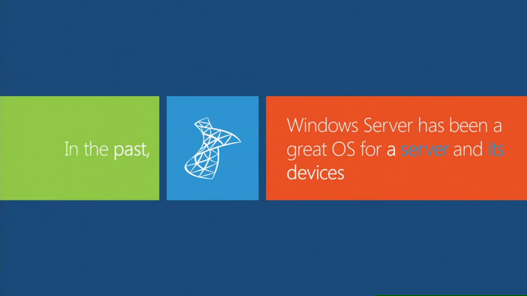Okay, so first it's important to set the context for what we're going to show you. This is by far the most important, most impactful, most transformative release of Windows Server we've ever had. Not just because of the transformations we've had in virtualization, in networking, and management, but really a change in identity. In the past, we always viewed ourselves as being an operating system for a particular server and its devices. But with this release, that transforms, that changes.